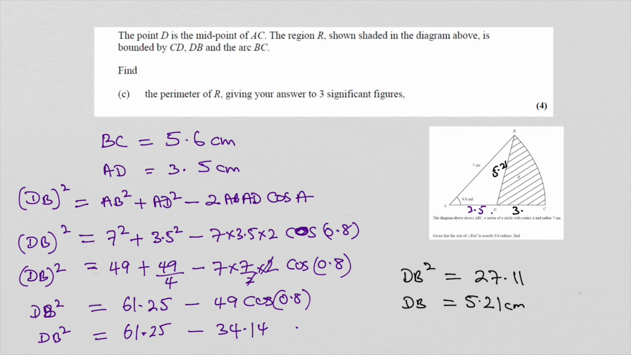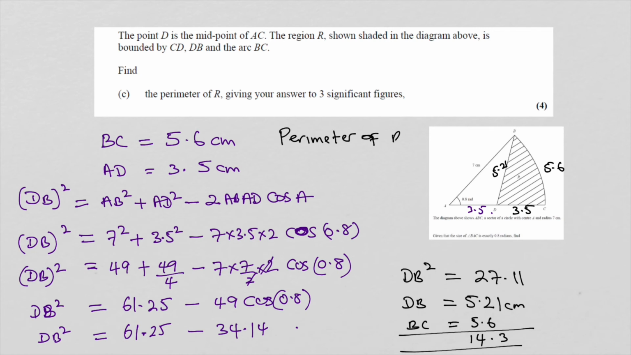This is 3.5, and DB is 5.21, and plus BC, which is 5.6. Add all together, you get 14.3. So the perimeter of R equals 14.3 centimeters. And that's the answer we're looking for.